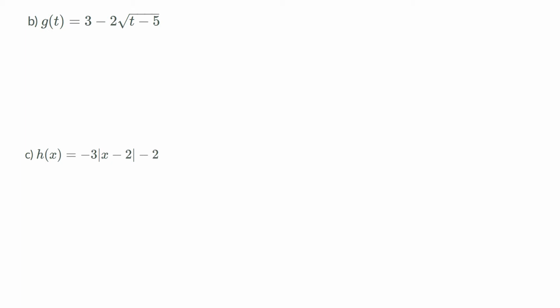So we have g(t) equals 3 minus 2 square root of t minus 5. You can write this function like this. You don't have to, but you can say this is exactly equal to -2 square root of (t minus 5) plus 3. That's not necessary, but if it helps you, you can write it like that.